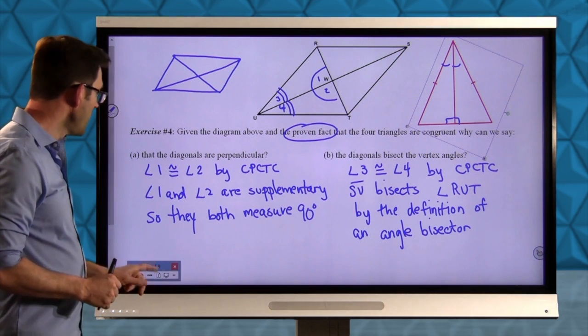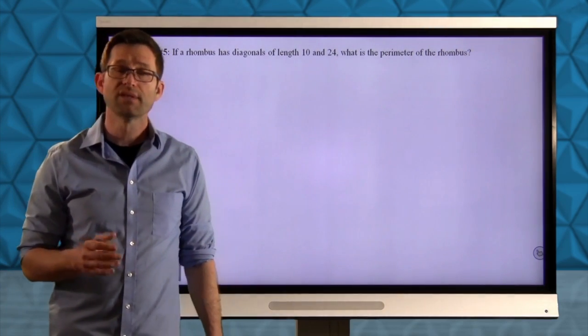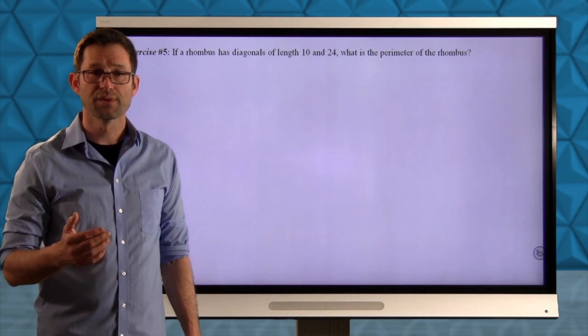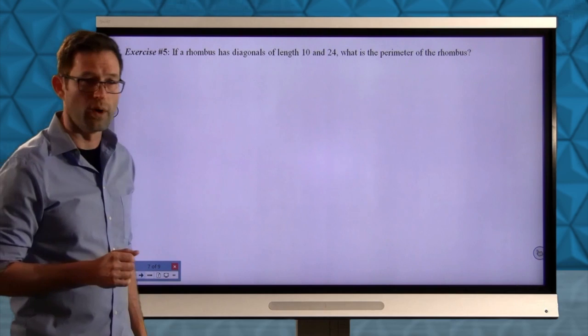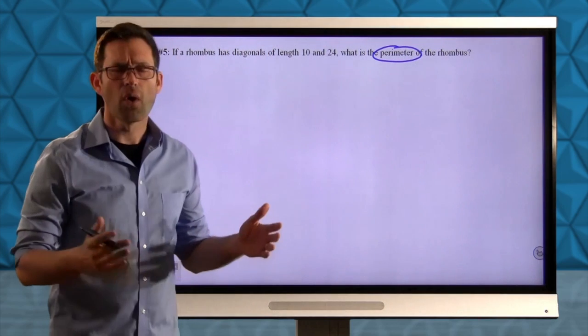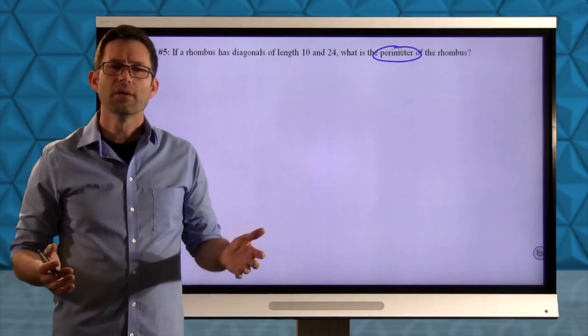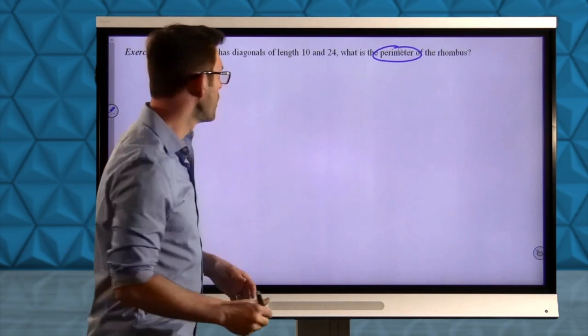Now, due to the special properties that rhombuses have, it's easy to create problems that force you to use those properties, and this is a really good example of one. Exercise number 5. If a rhombus has diagonals of length 10 and 24, what is the perimeter of the rhombus? In other words, what's the distance all the way around the rhombus? So let's draw out a picture and see if we can get a sense for what's going on here.